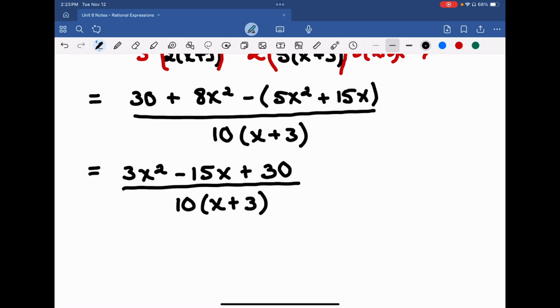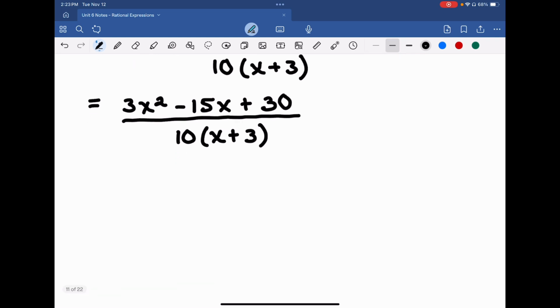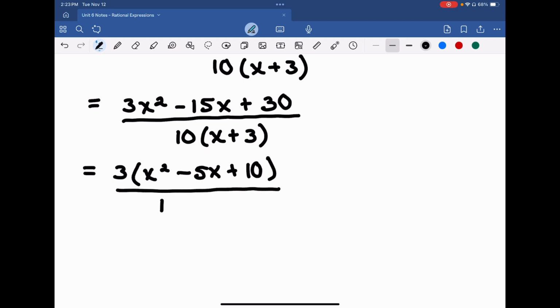Now, ideally, you would look at it in this situation and say, well, what is a common factor here? In the numerator, it looks like we can remove out a factor of 3. So why don't we try that? If I remove out 3, this is going to become x squared minus 5x, and then plus 10. And then all divided by 10x plus 3.